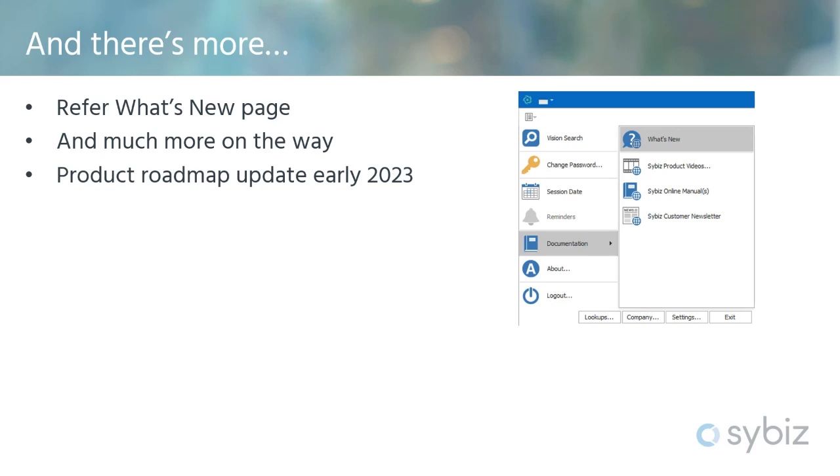So as I mentioned before, if you have closed the What's New tab within your software, you can go to the button in the top left hand corner, click on that, and then go to documentation and What's New, and that's the same process for both Vision and VisiPay. So there you have it.